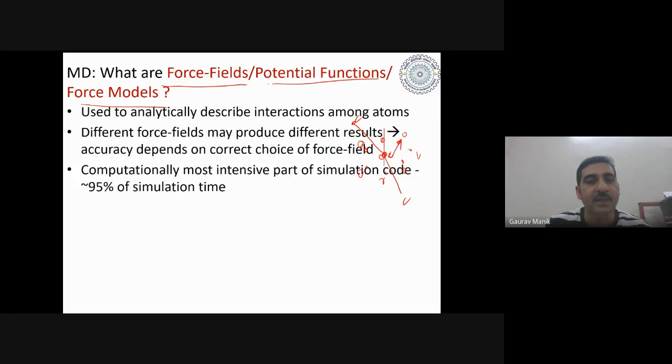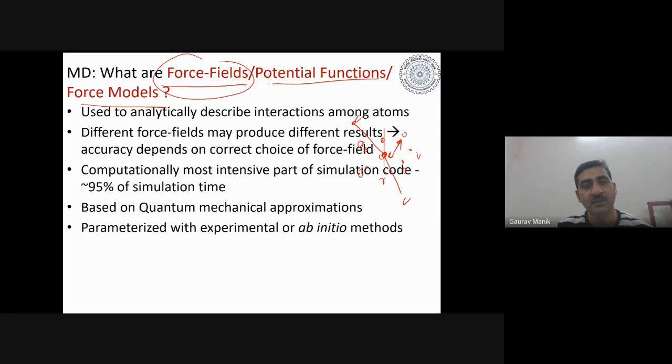Likewise for the others. Computationally, the most intensive part of a simulation code takes about 95% of the simulation time. That is the force field calculations. I'm going to talk about the force field concepts in the next few slides. Like I said, you have to determine the forces between different atoms before you calculate the positions and the velocities of the next time step. So this force field has to be determined, but this is the most computationally intensive part of the simulation code.